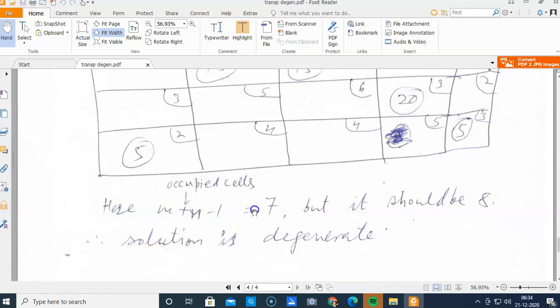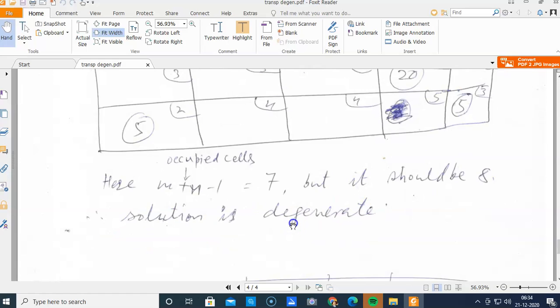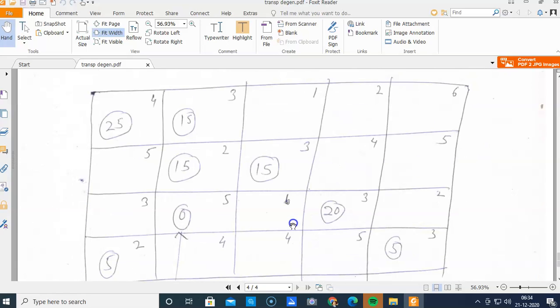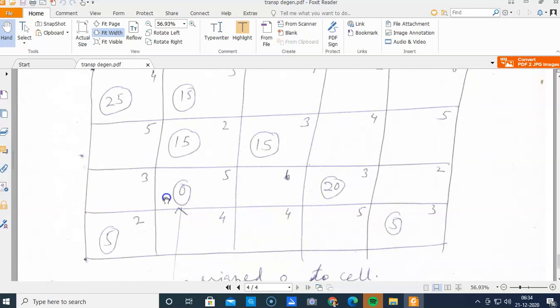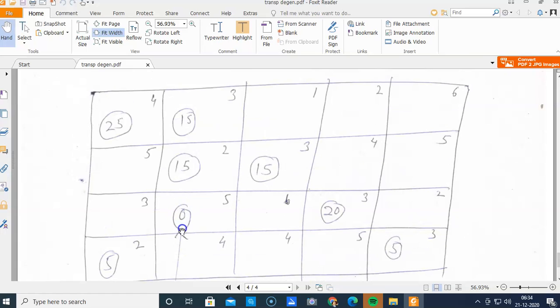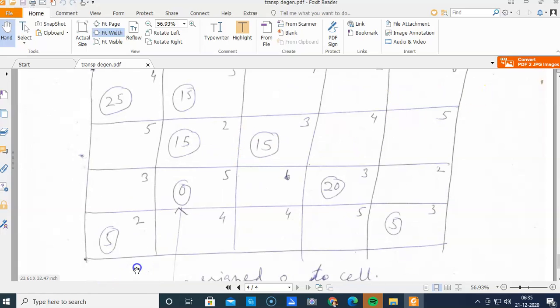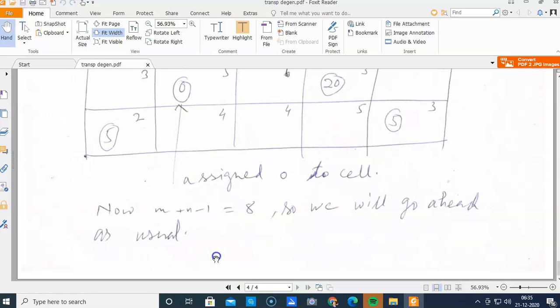So here it is less than m plus n minus 1, so the solution is degenerate, there is degeneracy, and we move on. So as told, I can put 0 here. Then the number of occupied cells is again 8, and we can proceed to find ui's and vj's corresponding to these rows and columns, and then we move towards the optimal solution. So this is how we handle degeneracy in a transportation problem. Thank you so much.